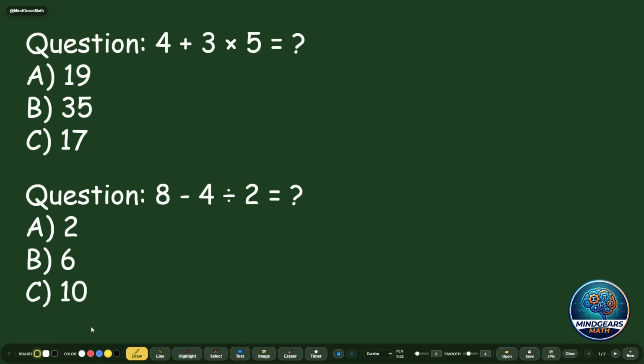Can you solve this problem? 4 plus 3 times 5. Some people do it this way, left to right. 4 plus 3 equals 7, then 7 times 5 equals 35. So the answer is B, but you know this is wrong, not 35. So what is the correct answer? What is the correct way to solve this problem? Let me show you.